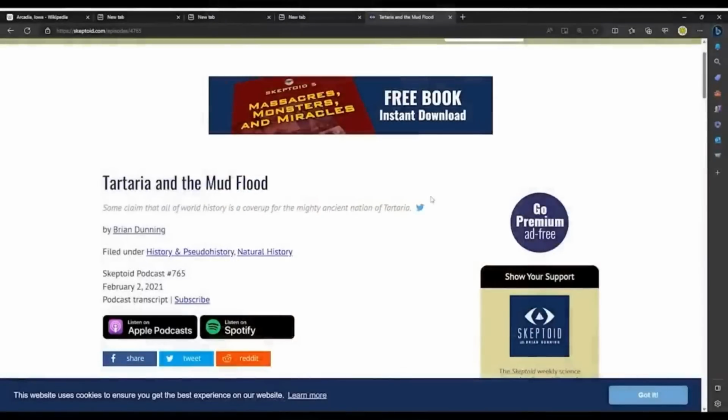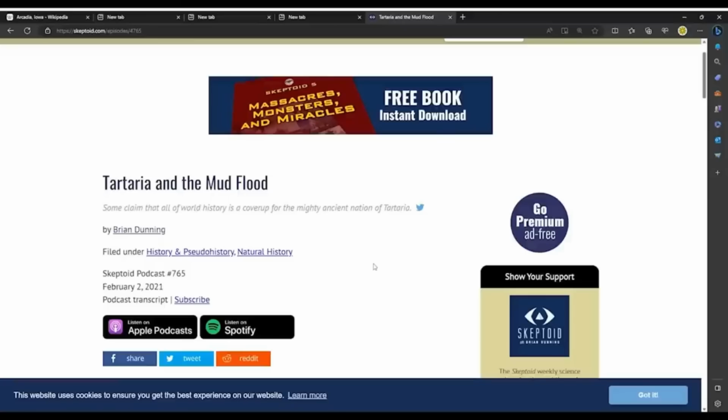Now let's take a look and see what the skeptics have to say about Tartaria and the mud flood, from this article by Brian Dunning. And don't worry, we'll be taking a look at his biography here at the end of the article. Filed under history and pseudo-history and natural history. And we know what they mean when they say pseudo, don't we? Yes. Oh, apparently you can subscribe to this on a podcast and listen on Apple and listen on Spotify.